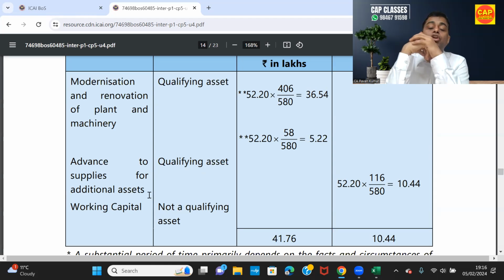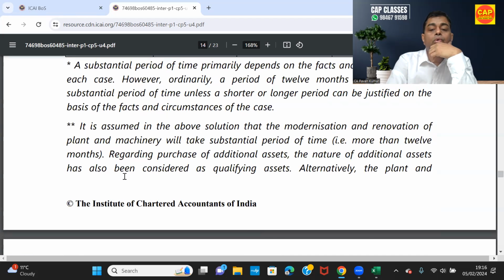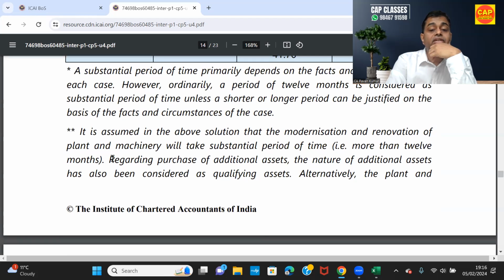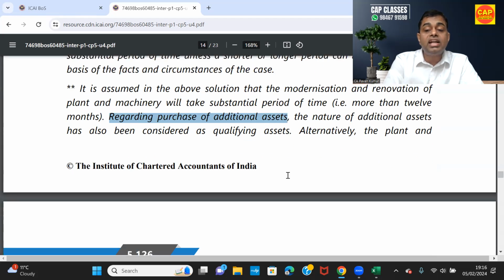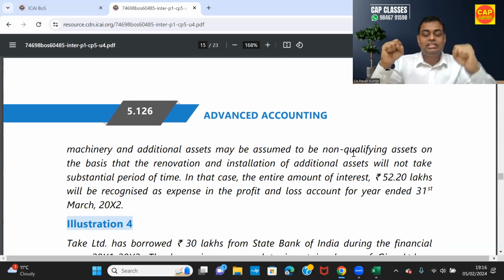Check the calculations. Devika, let me know if you understand these calculations. Yes, sir. Just like question number 1 with a small twist. See this, they have given regarding purchase of additional assets, the nature of additional assets has also been considered as qualifying assets. Alternatively, the plant and machinery and additional assets may be assumed to be non-qualifying assets. Now I am happy. My answer is also right. Your answer is also right.